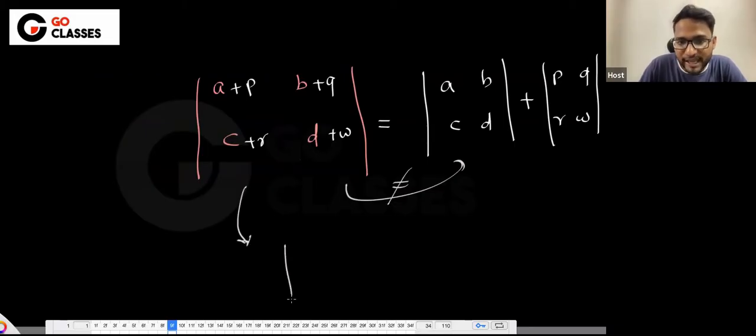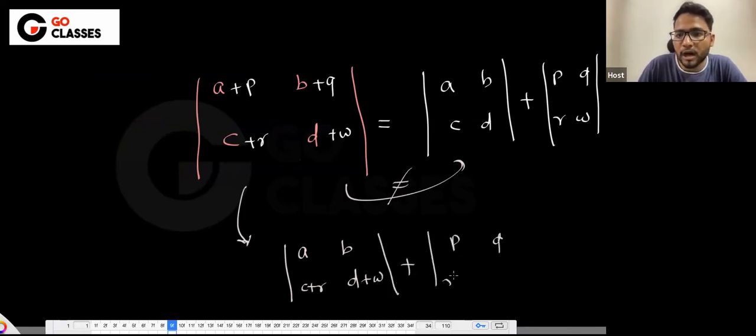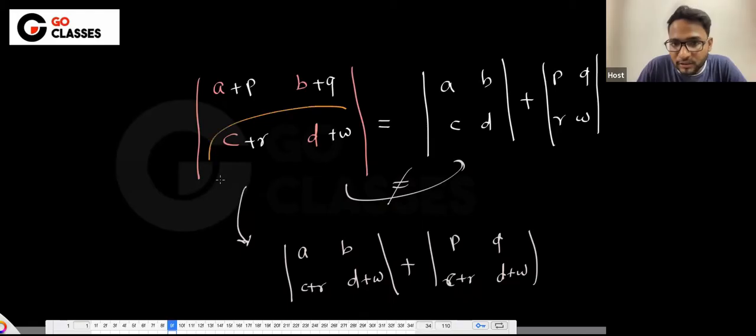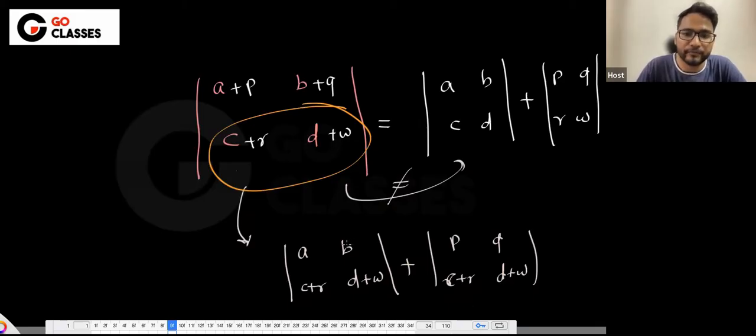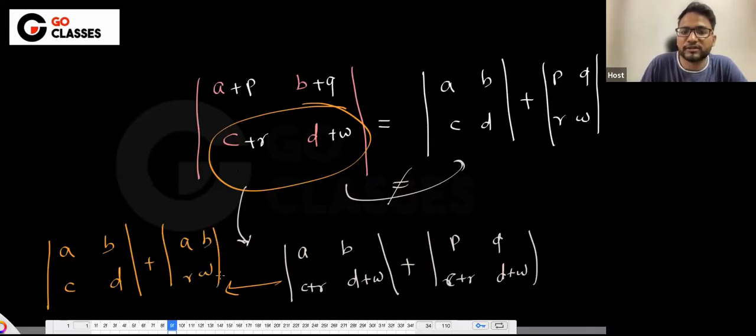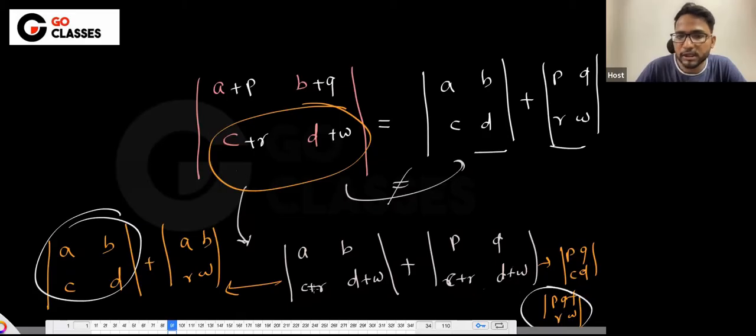Then what is correct? You can say that this is the same as the determinant of A, B, C plus R, D plus W, plus the determinant of P, Q, C plus R, D plus W, where all other rows are the same. Only the first row, or any row for that matter, you can apply the linearity to. Then you can further extend this: the first term is the determinant of A B C D plus A B R W, and the second term is P Q C D plus P Q R W, which means there will be 4 terms. If I just write it the other way, then there are only 2 terms, A B C D and P Q R W. These 2 terms would need all four terms added for the two expressions to be equal.